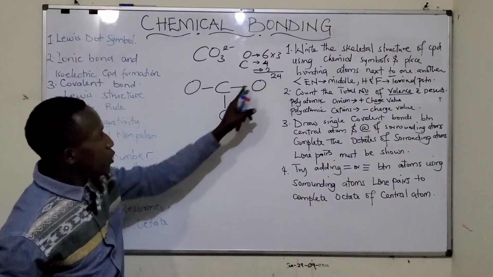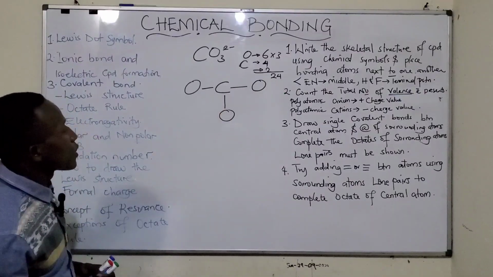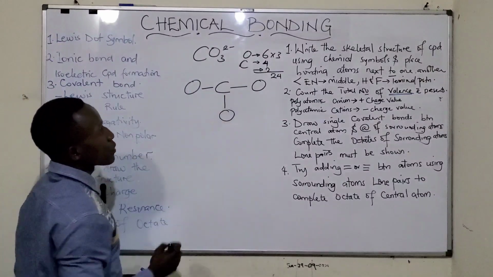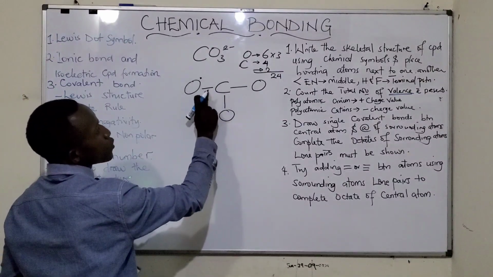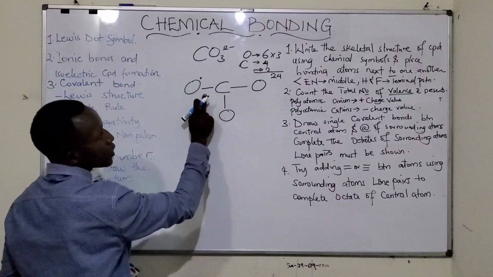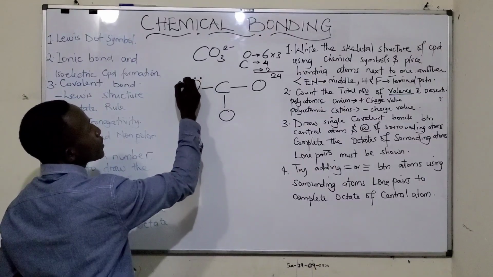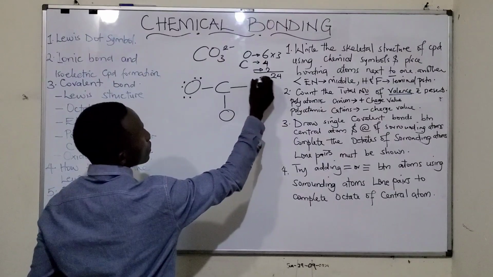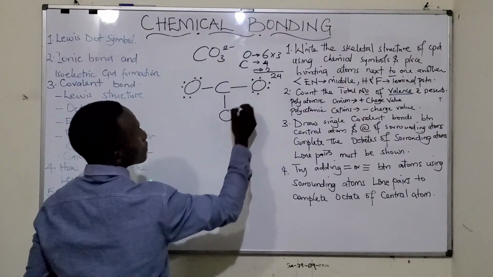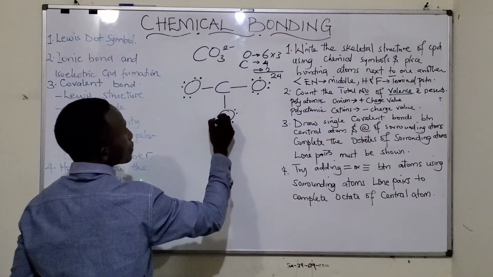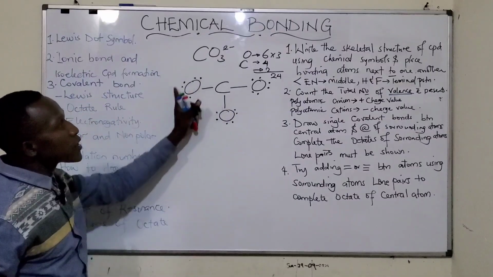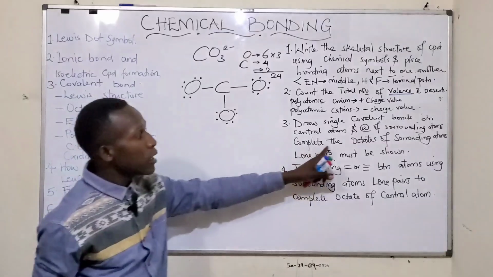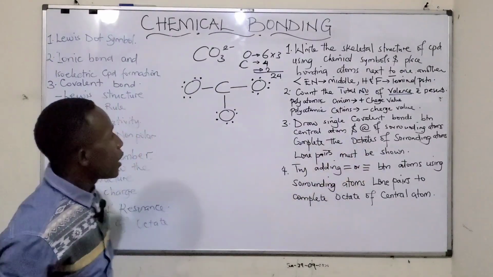Now, after getting this one, you draw the bonds. Then you complete the octets of the surrounding atoms. So, this is 1, 2. At every bond, you have 2 electrons. So we are adding 6 electrons for each oxygen atom. So each oxygen atom is surrounded by 8 electrons, meaning that we have completed the octets of the surrounding atoms.